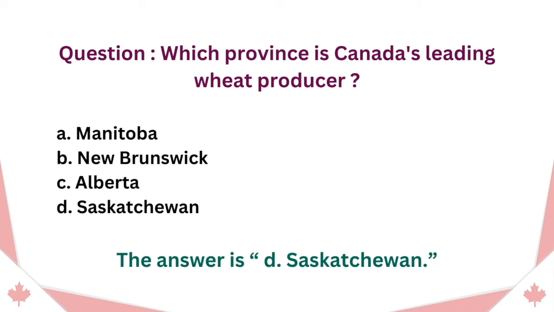Question: Which province is Canada's leading wheat producer? A. Manitoba. B. New Brunswick. C. Alberta. D. Saskatchewan. The answer is D. Saskatchewan.